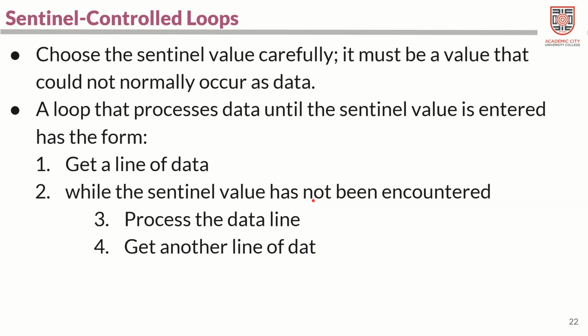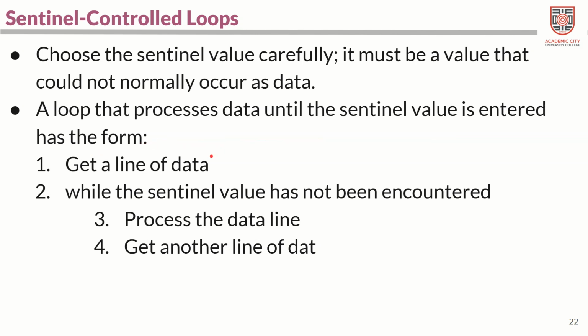All right. So how do you plan your Sentinel-controlled loops? You choose the Sentinel value carefully. It must be a value that could not normally occur as data. Something like 0, we normally use 0 a lot. Other people also use -1. Other people also use enter, that means you press enter and the program stops. Others also use the space bar. But most of the time it is 0 and -1.